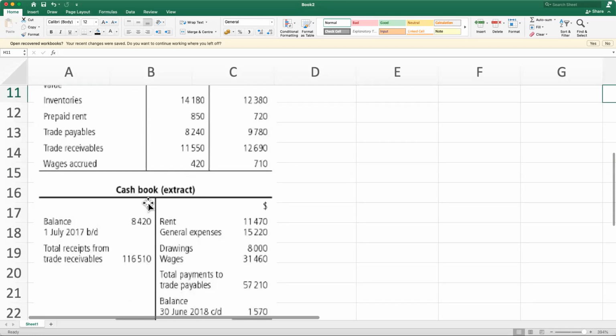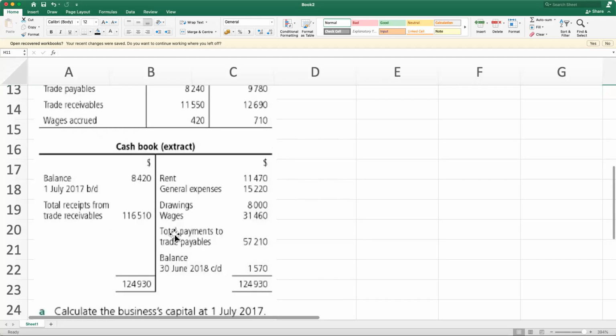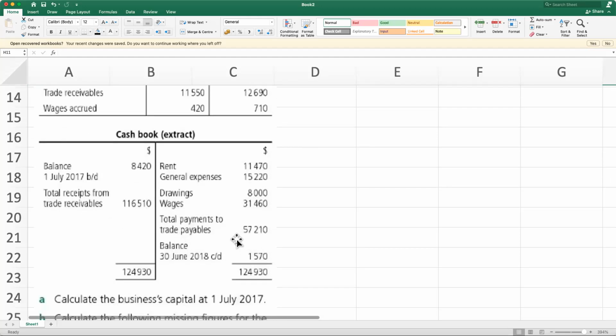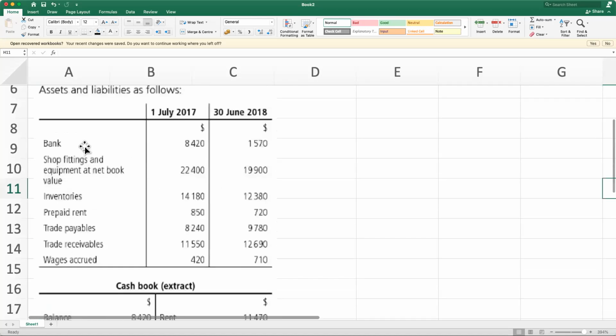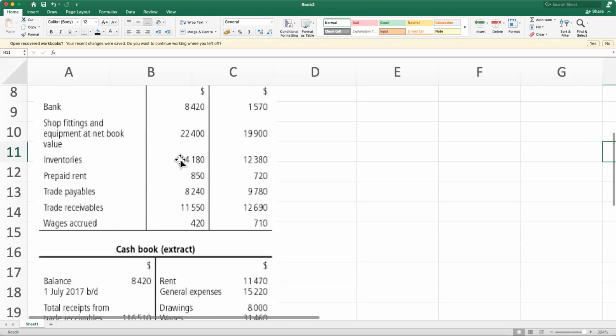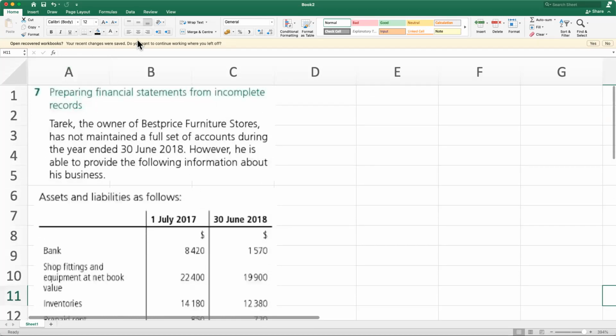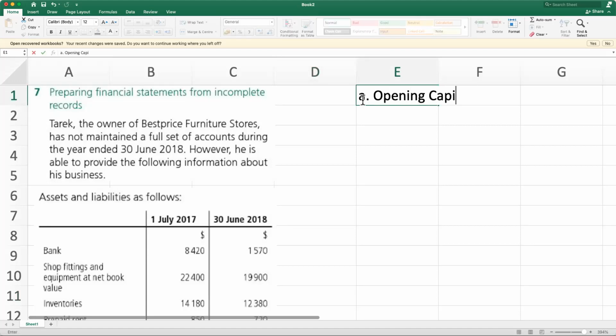Then you have your cash book extract, how much you have in your opening balance, how much you have in your closing balance. Calculate the business's capital at 1st July 2017. So all we need to do here is calculate the opening capital. So let's do that right here. Capital is assets minus liabilities.